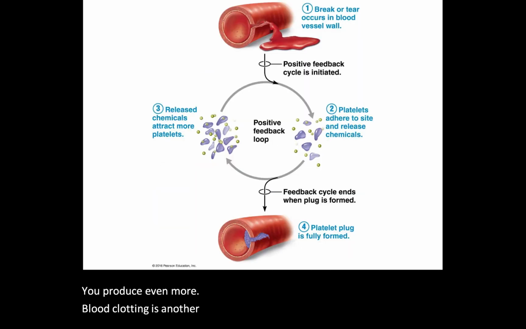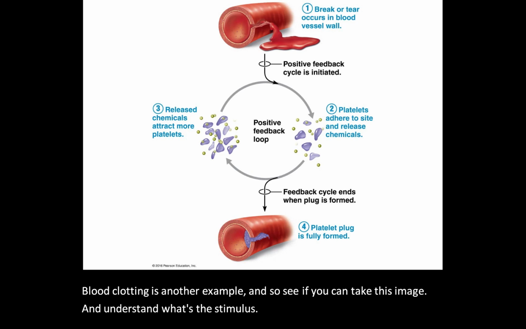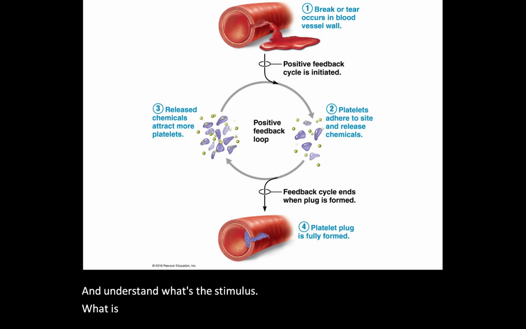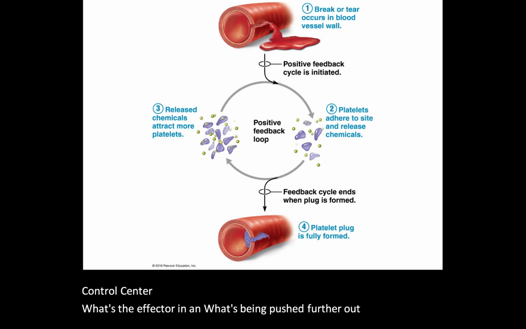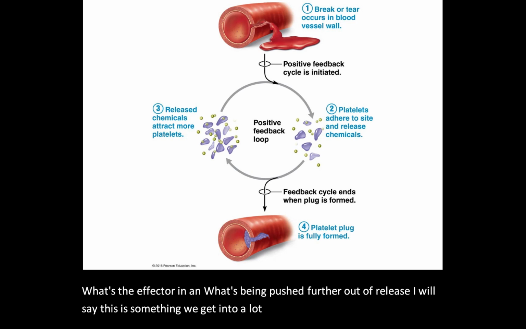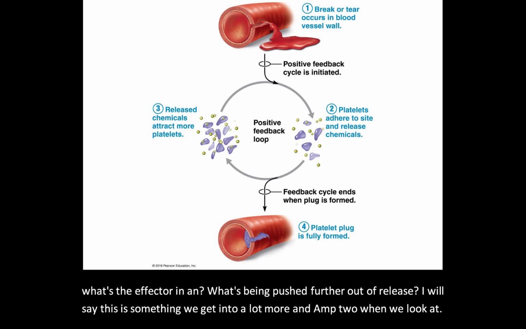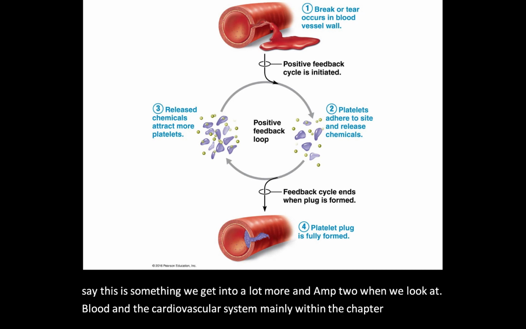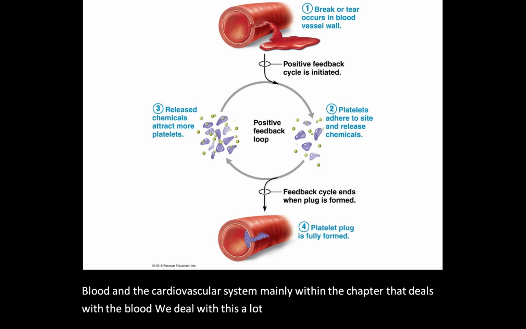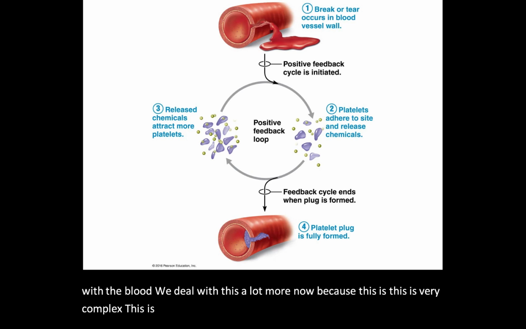And so see if you can take this image and understand what's the stimulus, what is the receptor, what is the control center, what's the effector, and what's being pushed further out of release. I will say this is something we get into a lot more in AMP2 when we look at blood and the cardiovascular system, mainly within the chapter that deals with the blood. We deal with this a lot more because this is very complex. This is very fascinating, but it is an example of positive feedback.